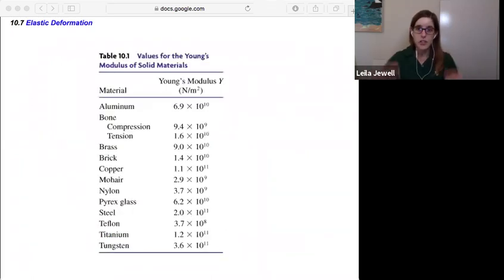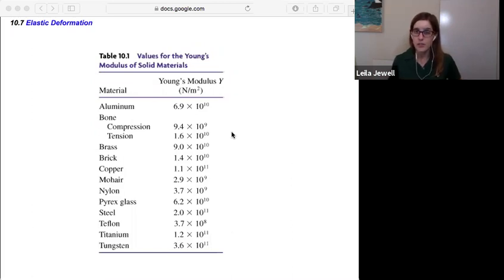So let's look at some Young's modulus values. You have this table that would be a reference for you on an exam or while doing the homework. It might mention an aluminum rod, and you go, oh, aluminum, that's a material, I can look up Young's modulus. Aluminum is 6.9 times 10 to the 10. Nylon is one of the smaller ones on here, 3.7 times 10 to the 9. It tells you that you don't need as much force to stretch nylon as you do aluminum, or as much as titanium. Titanium is very strong and lightweight, and it's 1.2 times 10 to the 11 newtons per meter squared.